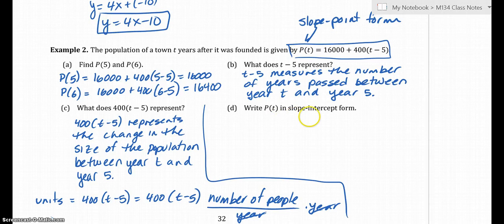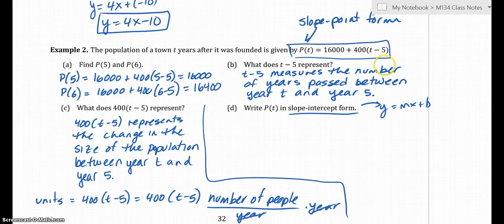The slope-intercept form, I wrote up here, this is in slope-point form. We'll see that in a minute. That will be our next formula. Slope-intercept form is always y equals mx plus b. So y equals mx plus b is the slope-intercept form. Why is it called the slope-intercept form? Because here's the slope, and this is the intercept.